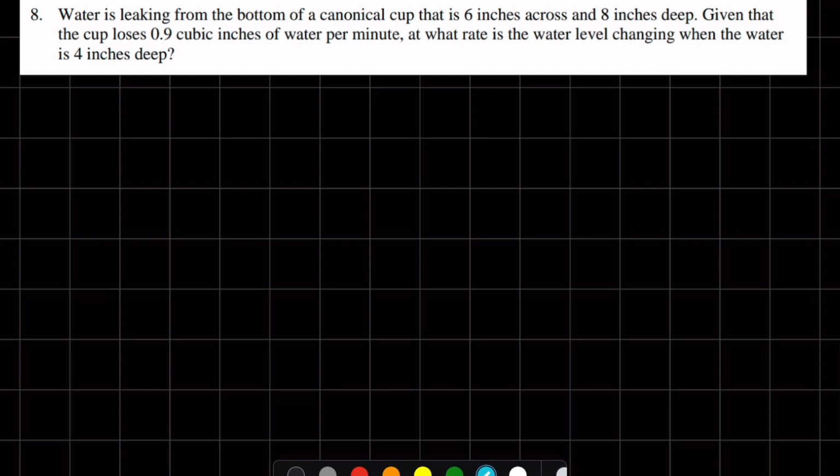Okay, so we're going to be solving another related rates problem. Water is leaking from the bottom of a conical cup that is 6 inches across and 8 inches deep. Given that the cup loses 0.9 cubic inches of water per minute, at what rate is the water level changing when the water is 4 inches deep?